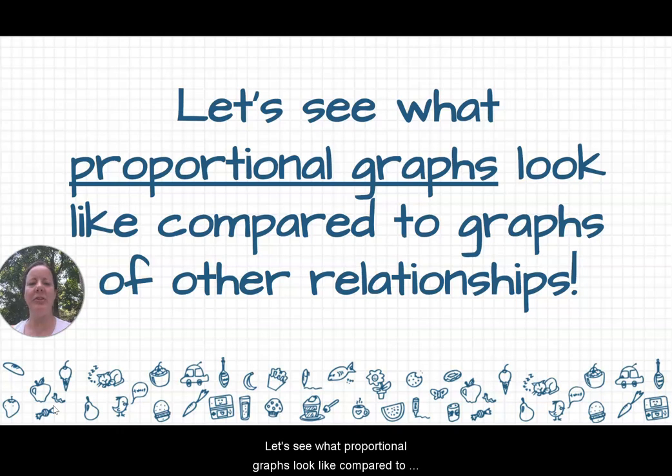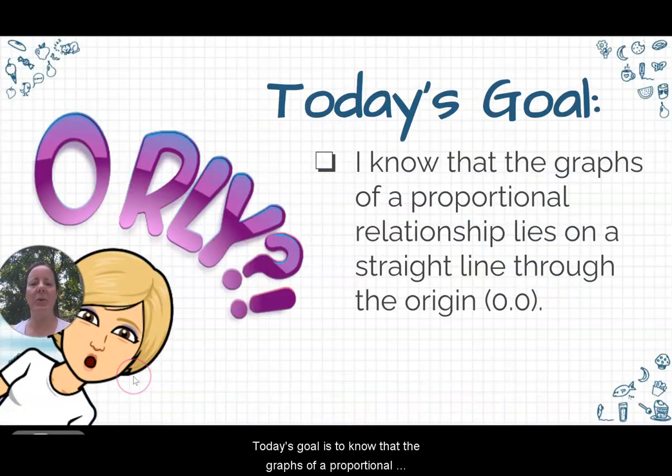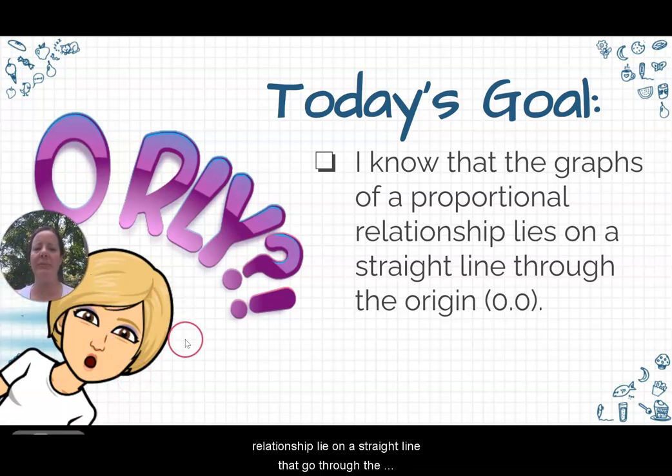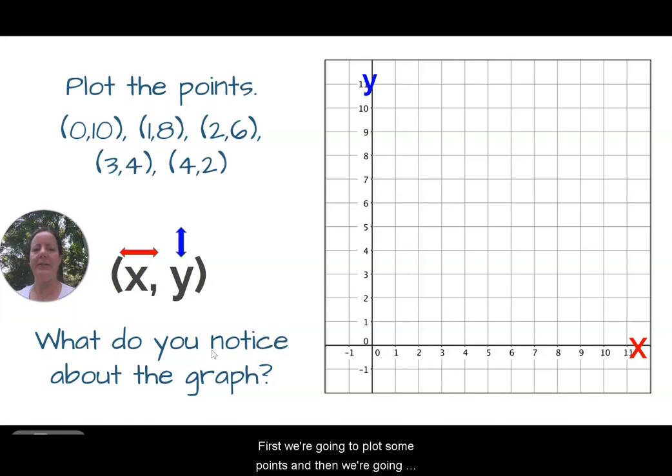Let's see what proportional graphs look like compared to graphs of other relationships. Today's goal is to know that the graphs of a proportional relationship lie on a straight line that goes through the origin, which is at 0, 0. So let's start with this example here first. We're going to plot some points, and then we're going to notice what the graph looks like.